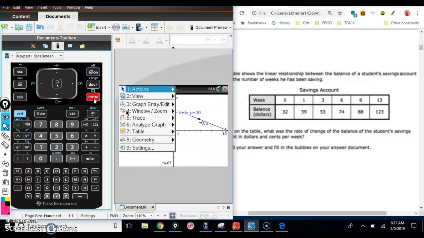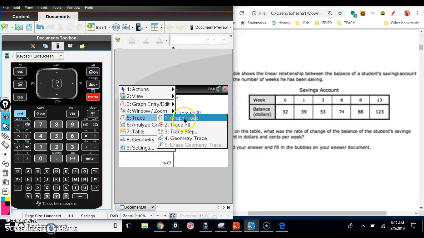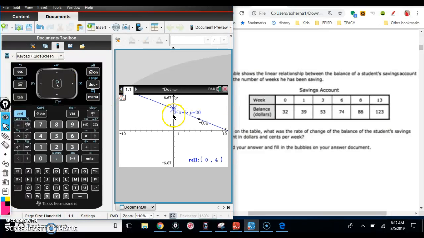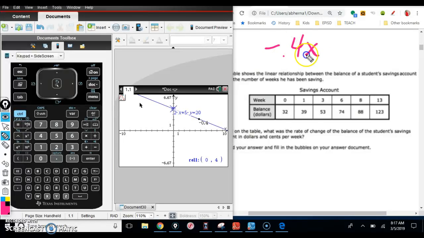And then let me also show you how with Trace, so Graph Trace helps me find specific points on a graph like x-intercept, y-intercept. It automatically shows me my y-intercept as well. It's at (0, 4). And so that would also help me, like if it was asking for the equation, normally I would now know that it would be negative 0.4x plus 4, and that would be my equation.